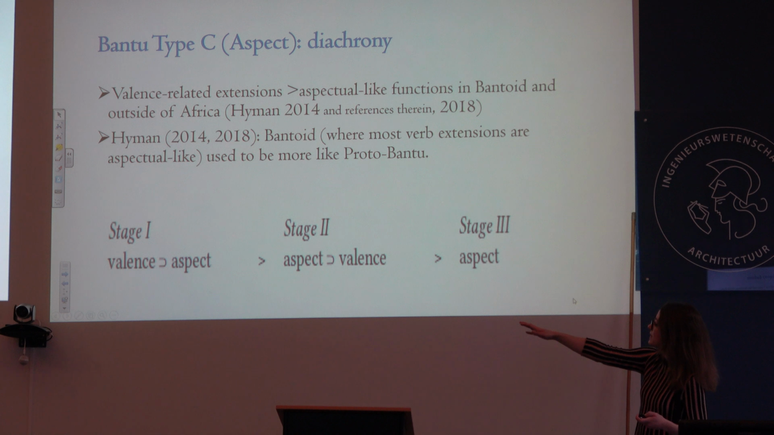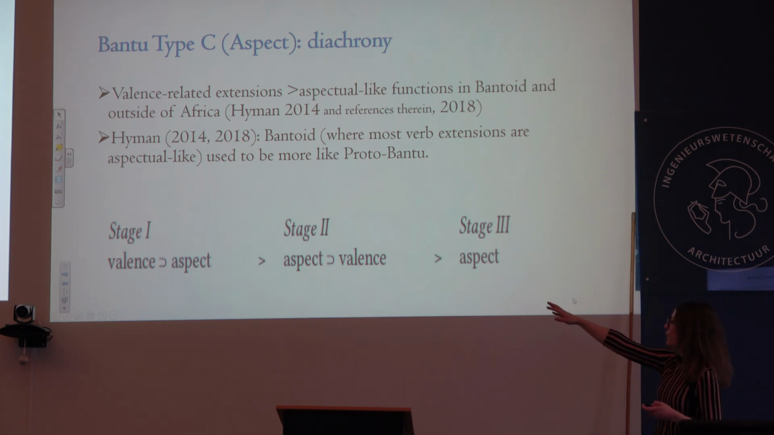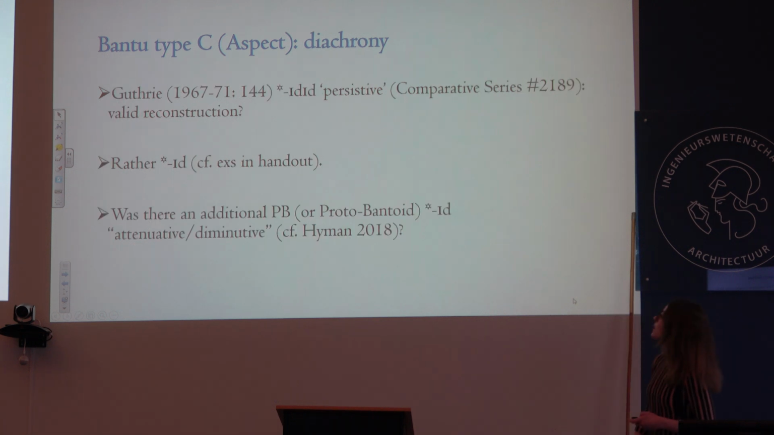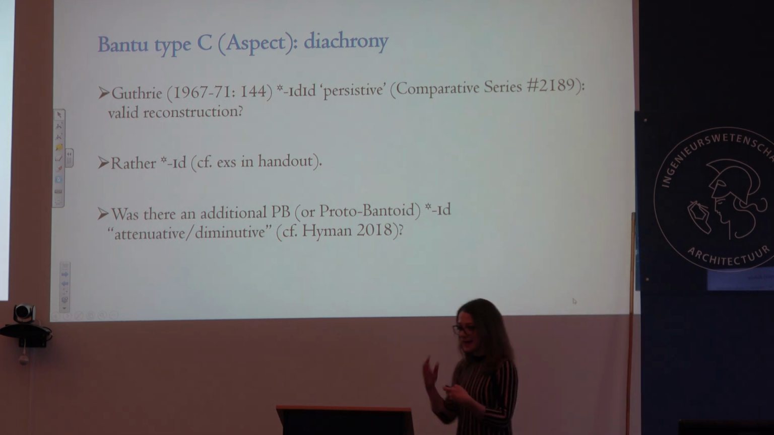And so he proposes the following evolutionary path, where first you have valence, then you develop kind of an aspectual function, then one takes over the other, and then you end up with a situation, as far as I understand, which is most common in Bantu, where you just have aspect. Okay, and I want to raise a small point within this type C. Guthrie, in his famous volumes, reconstructs it persisted, comparative series 2189. My question is, is this a valid reconstruction?